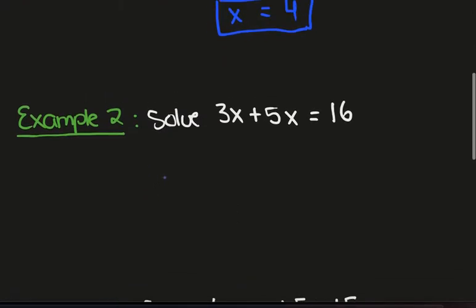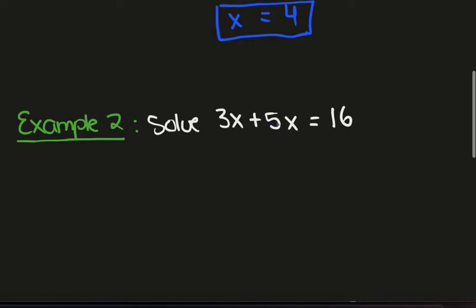So here we have solve 3x plus 5x equals 16. Now, these terms both have x in them. This term does not have x, for example. And when terms both have x or both do not have x, these are called like terms. So we can add like terms. We can't add 3x to 16, but we can add 3x to 5x.